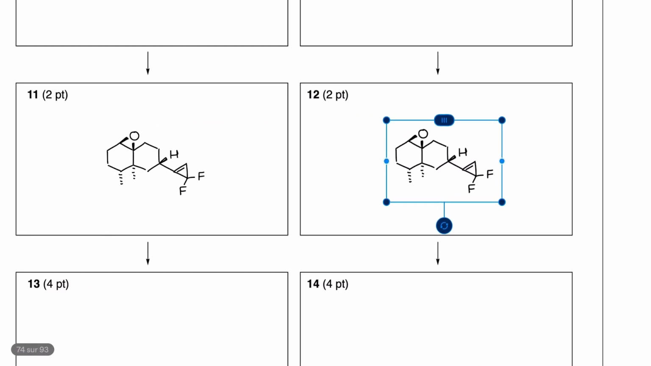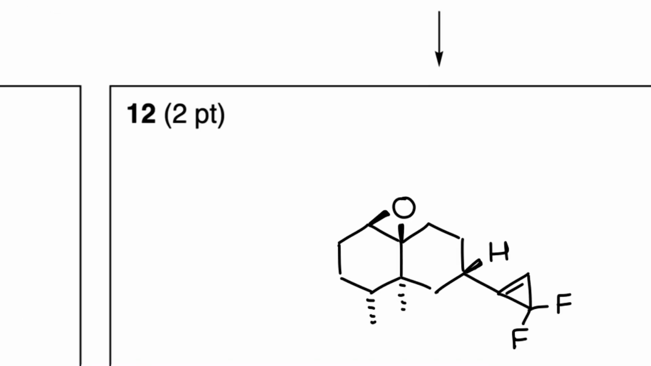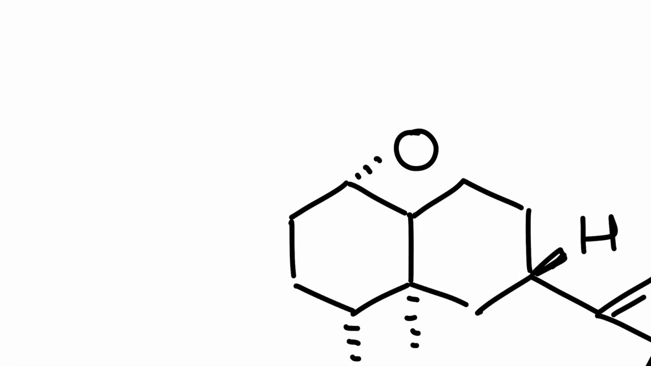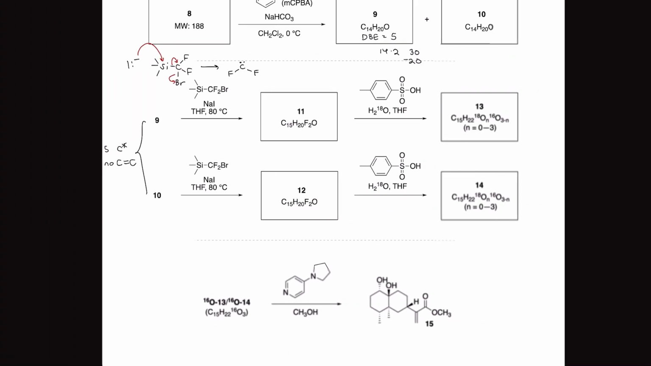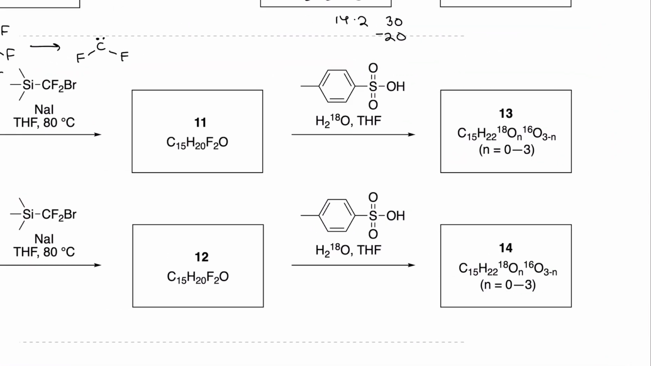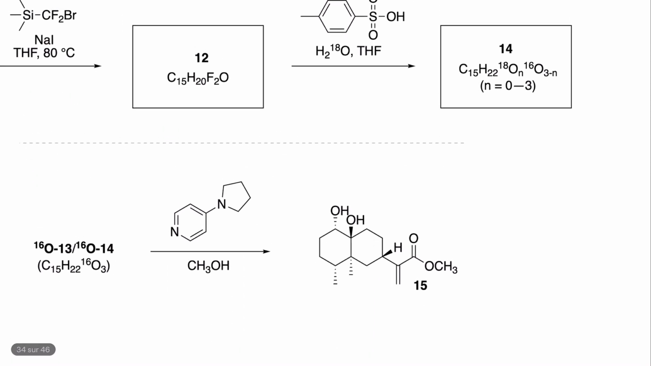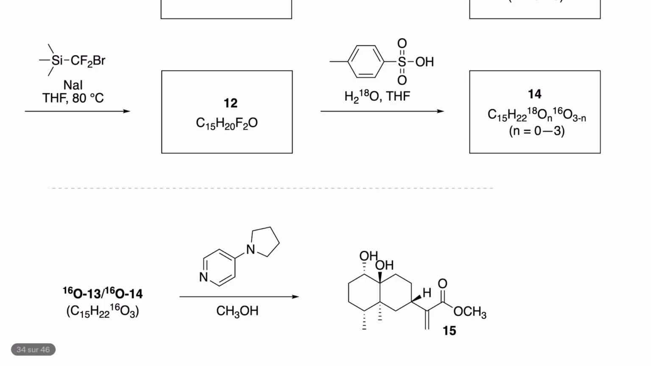And for 12, it's just the same thing, but we just invert the stereochemistry of the epoxide. So it's just going to be that. Great. So after treatment with 13 and 14, you will get something. And then after treatment with this, you will get 15.